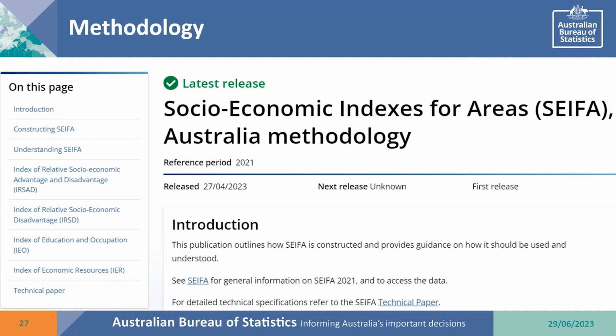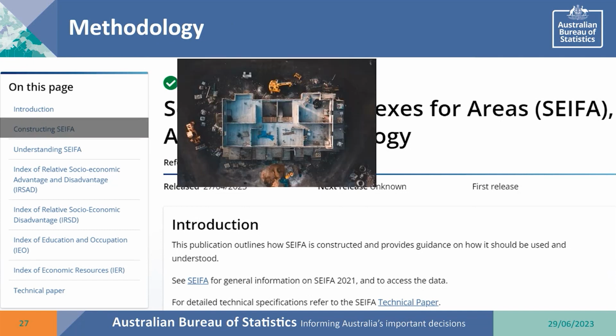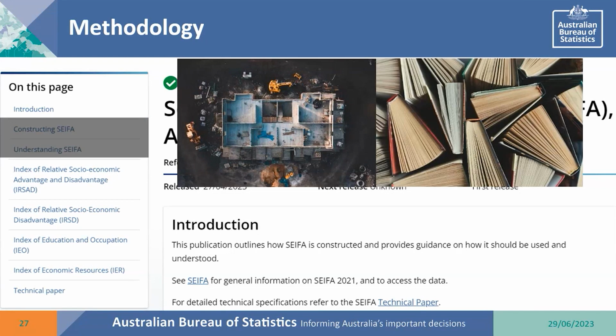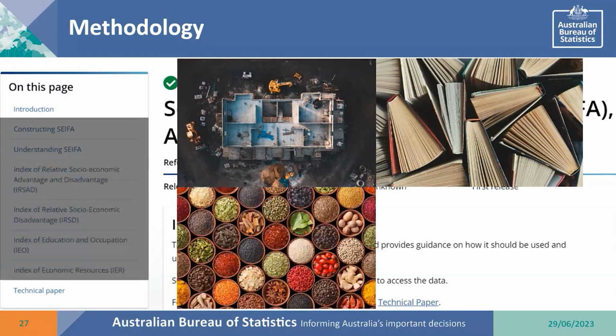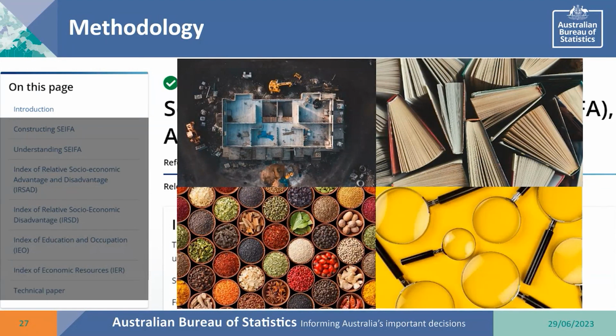The SEIFA methodology page should serve the needs of most users. It includes the basics of how SEIFA is constructed and information to enable users to understand the product. The ingredients for each index are provided, lists of indicators that contributed to the index scores. And if more detail is needed after reading through the methodology, the technical paper would be the next place to go.